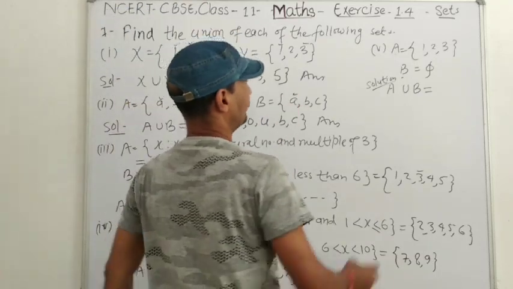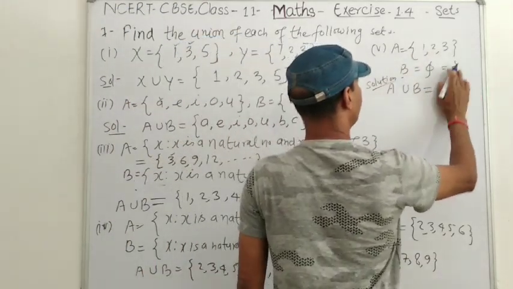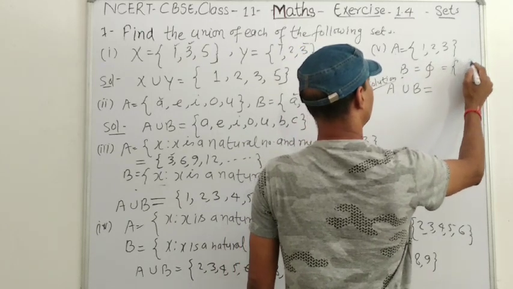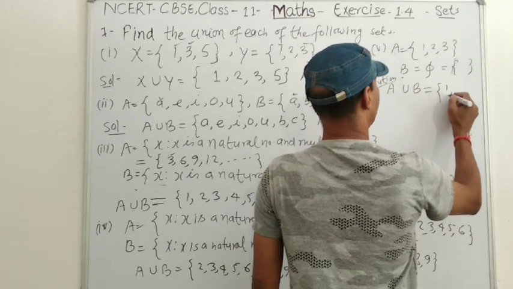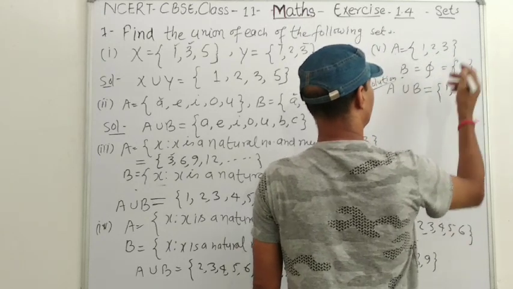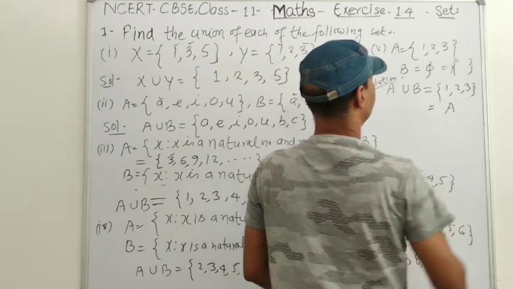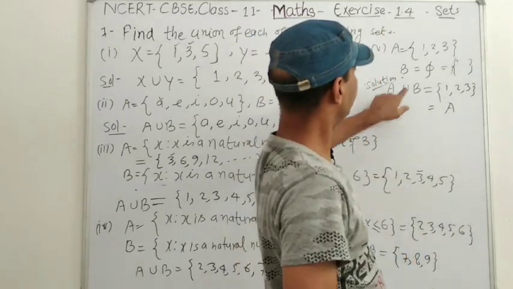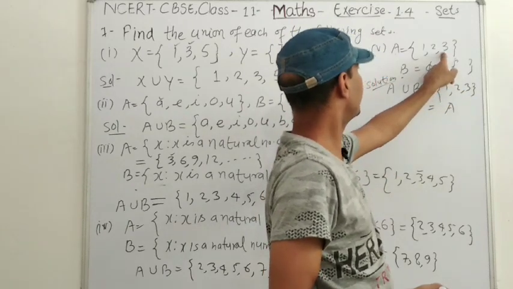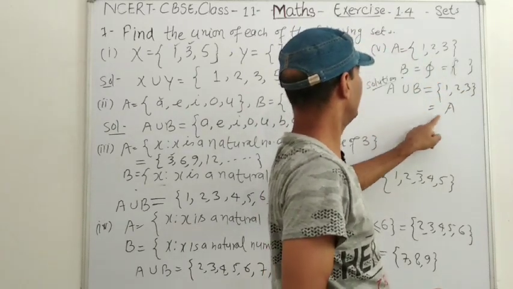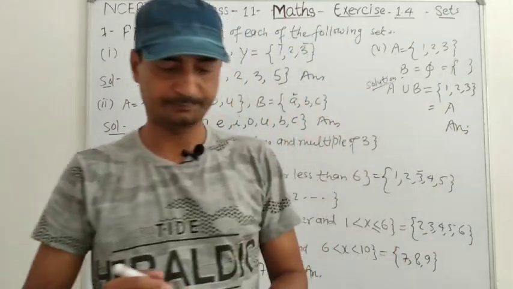Now next number 5. A is 1, 2, 3, B is empty set. There is not any element. A union B becomes all the elements of A 1, 2, 3. B में तो छंदे छैन. So it is 1, 2, 3 and also we can say it is A. If we find A union B, we are getting 1, 2, 3. This 1, 2, 3 comes from A. So we can write also equal to A. So it is answer of part 5.